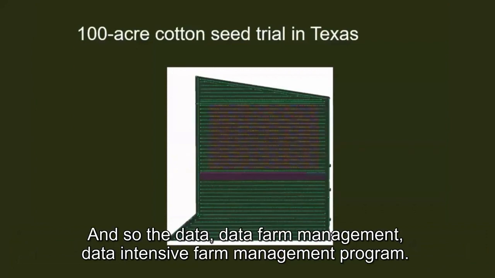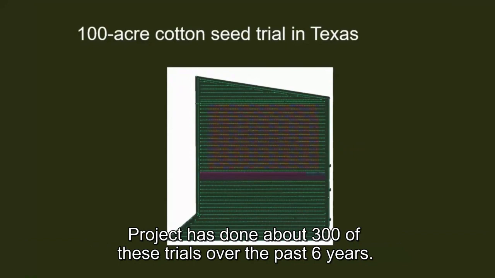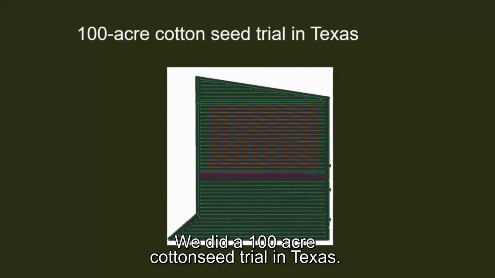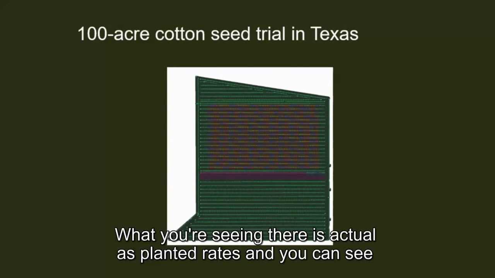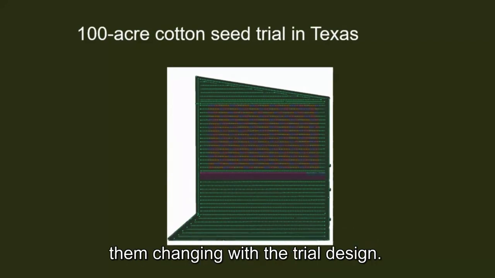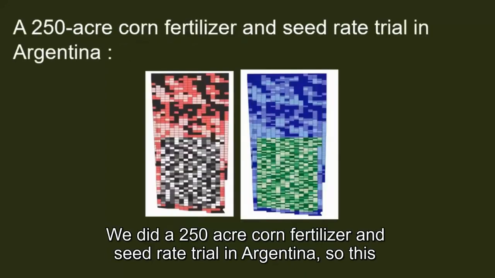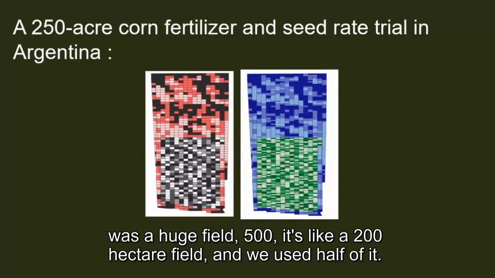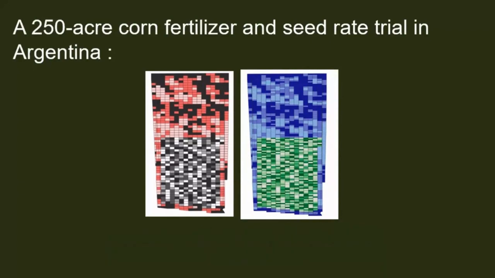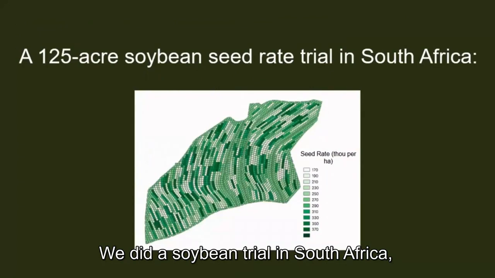Okay, and so the Data-Intensive Farm Management project has done about 300 of these trials over the past 6 years. We did a 100-acre cottonseed trial in Texas. What you're seeing there is actual as-planted rates, and you can see them changing with the trial design. We did a 250-acre corn fertilizer and seed rate trial in Argentina. So this was a huge field, like a 200-hectare field, and we used half of it. We did a soybean trial in South Africa.